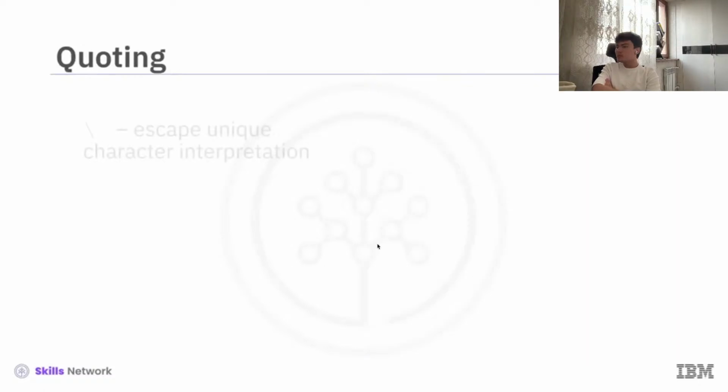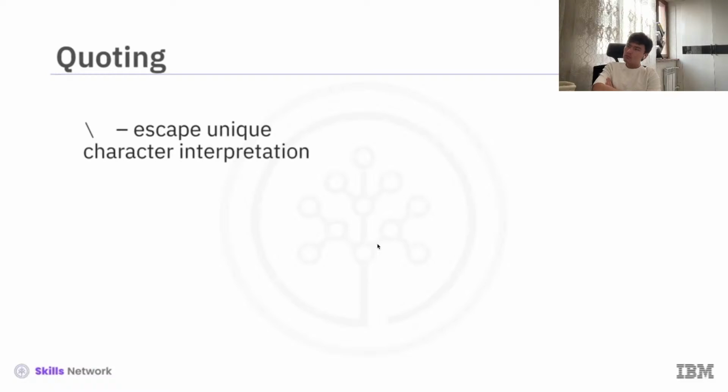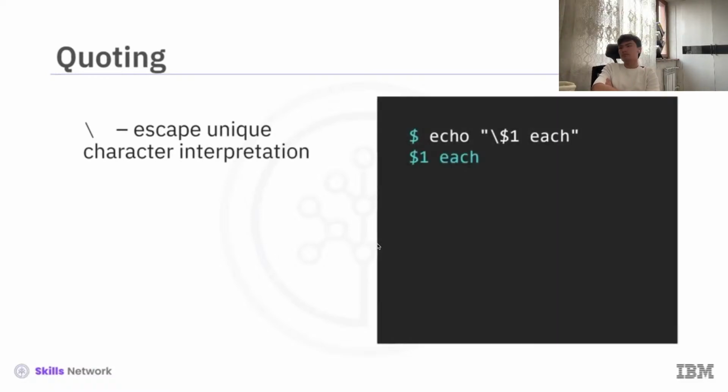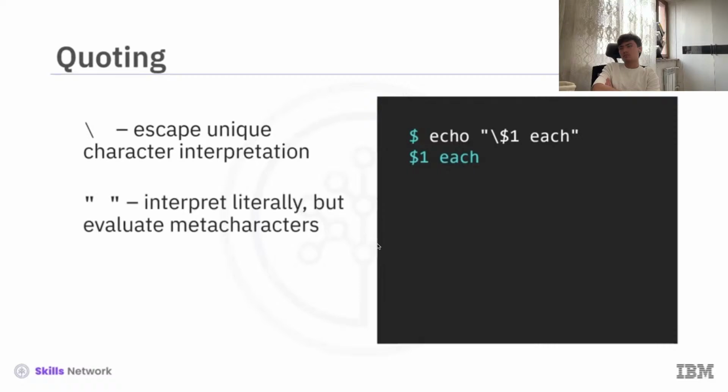Quoting specifies whether the shell should interpret special characters as meta characters or escape them. You can use the backslash to escape the interpretation of a single character as a meta character. Here, the backslash tells bash to interpret the $ sign as text rather than the default variable name, so the output is literally $1 each. Double quotes will interpret the text literally, except for any meta characters, which will be interpreted according to their special meanings.